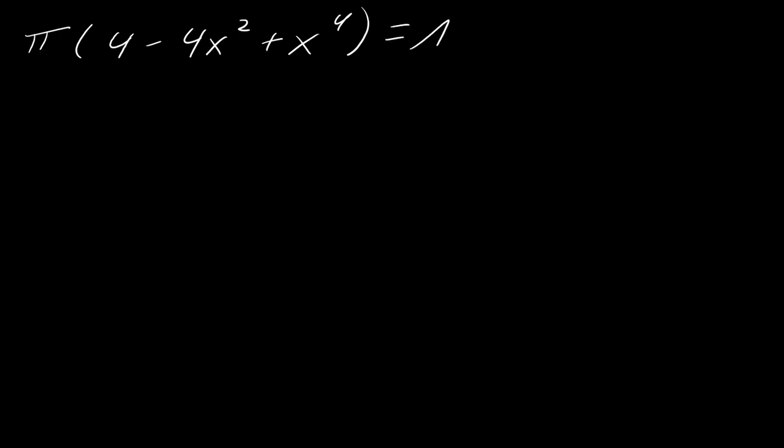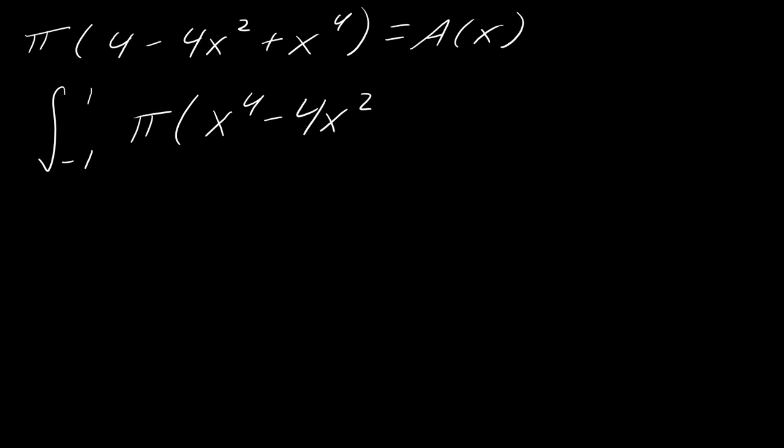So this is going to be my A(x). Okay, so now I can set up this integral. So we already said the x's go from -1 to 1, and then I've got pi, and I'll just write this in descending order because I think it looks prettier that way. Okay, and now this is just a matter of integrating this, right? So I'll go ahead and just fast forward through that part so you can just see the steps.